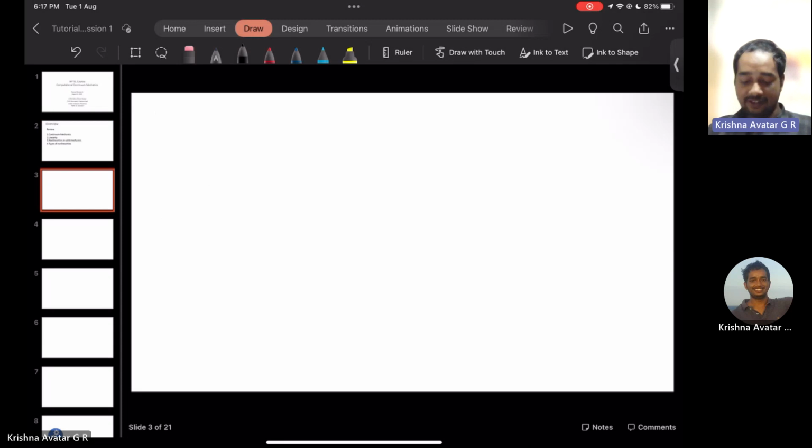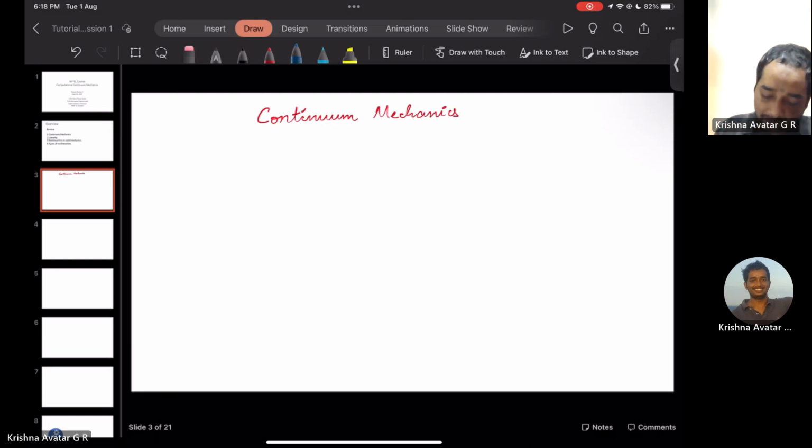Okay, so let's start with continuum mechanics. What it is. Broadly, continuum mechanics, if we go by the word-to-word meaning, is just the study of the mechanics of continua. The continua is the keyword here. What do you mean by continua?